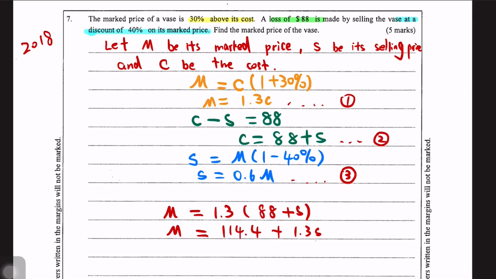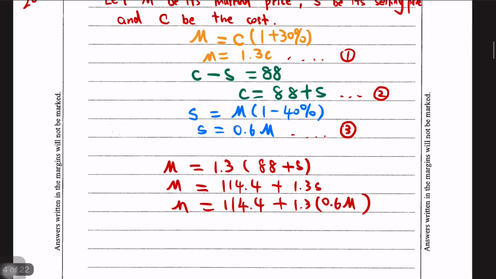So 1.3 as the S, we still need to substitute by something M, right? So equation 3 can help us. Now we have 114.4 plus 1.3 S equals 0.6 M, okay, from equation 3. So M equals 114.4 plus 1.3 times 0.6.